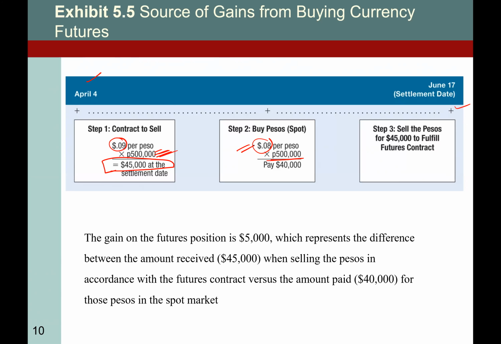The difference is 5,000. So the gain on the future position is $5,000, which represents the difference between the amount you receive when selling the pesos in accordance with the future contract versus the amount paid for those pesos in the spot market. Does everybody understand that? If not, then please say repeat. Okay, well done. Let's move forward.